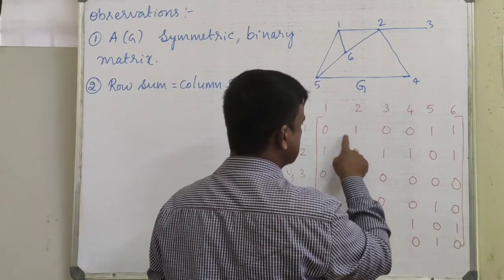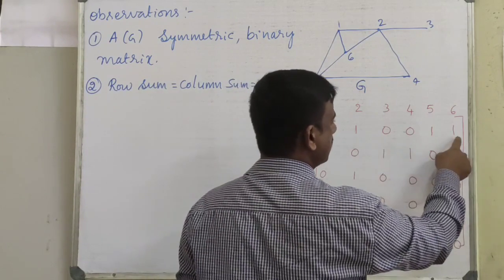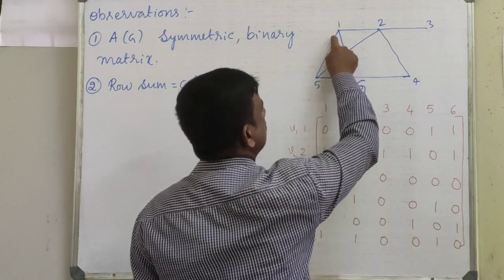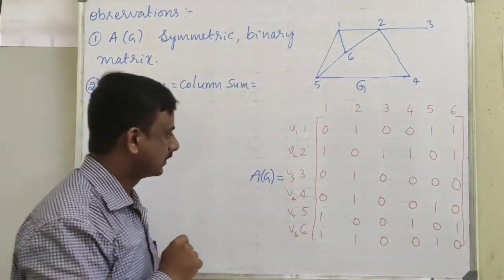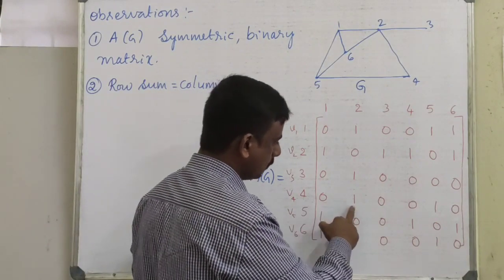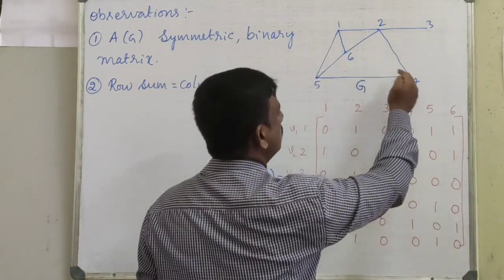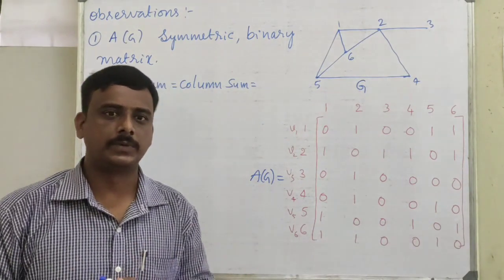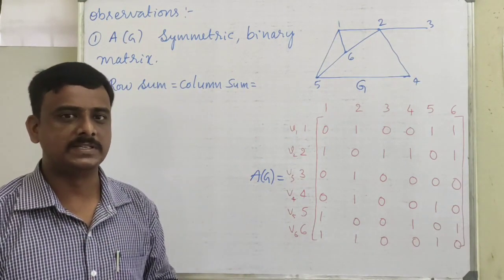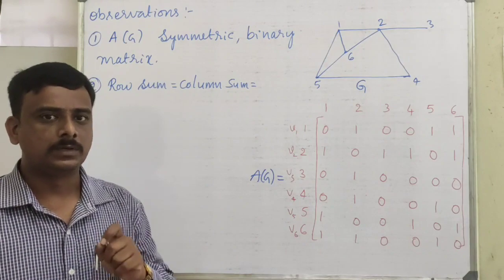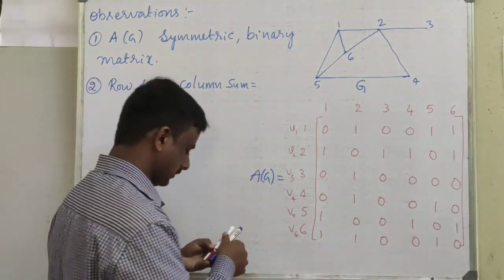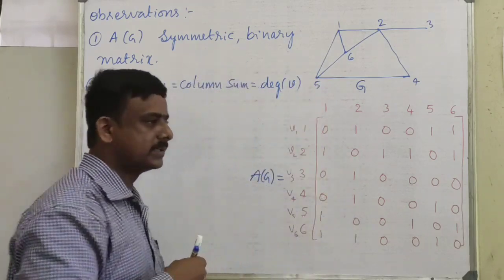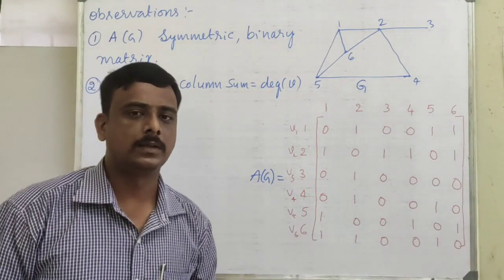And if you count this, row sum 1 plus 1 plus 1, that is 3. Now look at this vertex, it is of degree 3. Come to this one, say 4: 1 plus 1, 2, corresponding to 4, degree 2. So if you add all the entries of a row corresponding to the vertex Vj, that sum will give you the degree of that vertex Vj. Sum of all entries in a row will give you the degree of that vertex.